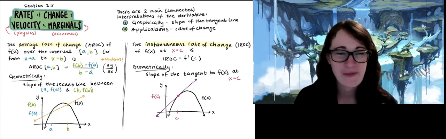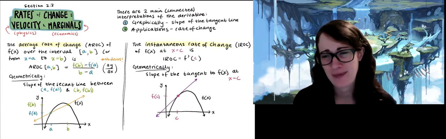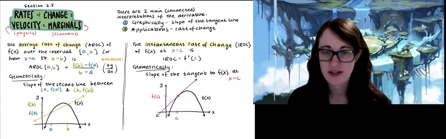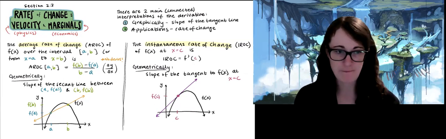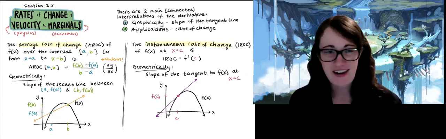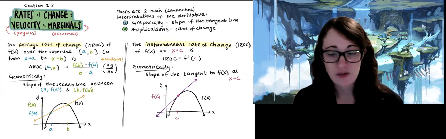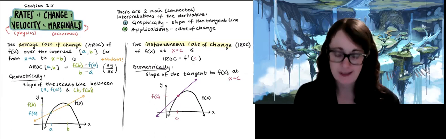So we're going to need to be able to distinguish between average rate of change and instantaneous rate of change given a problem or situation. We'll do that in just a minute, but before we get there, let's talk about the units that might be associated with different kinds of situations.